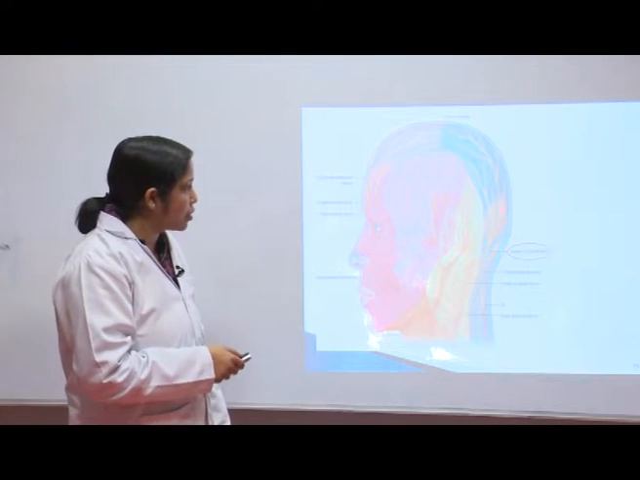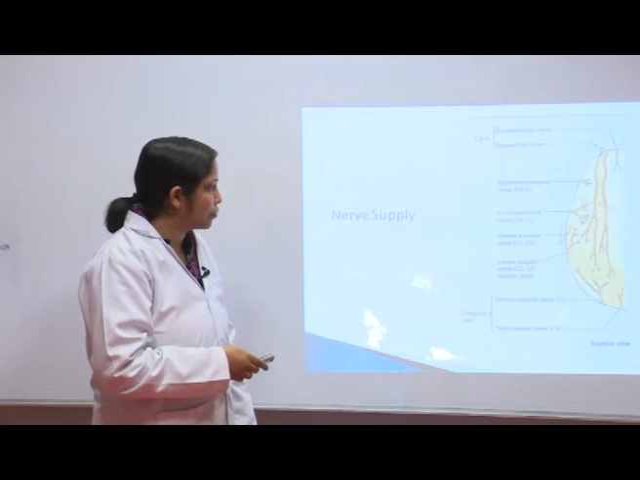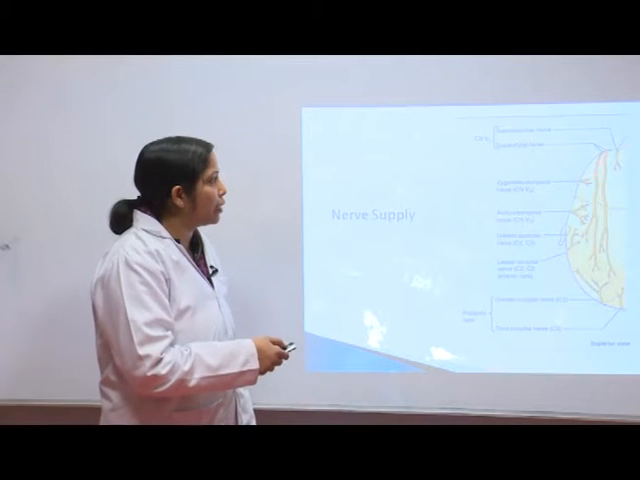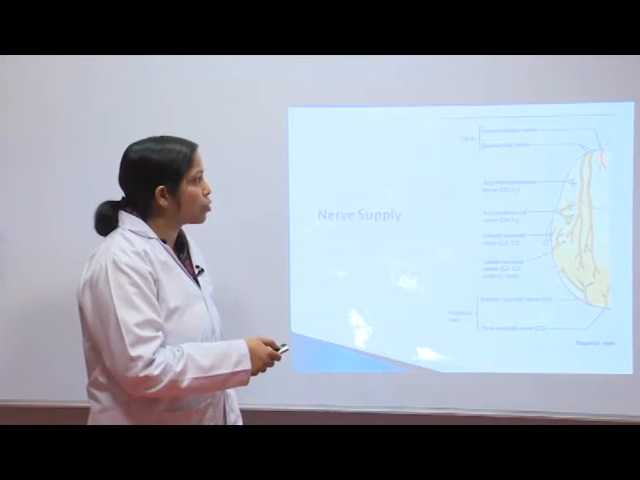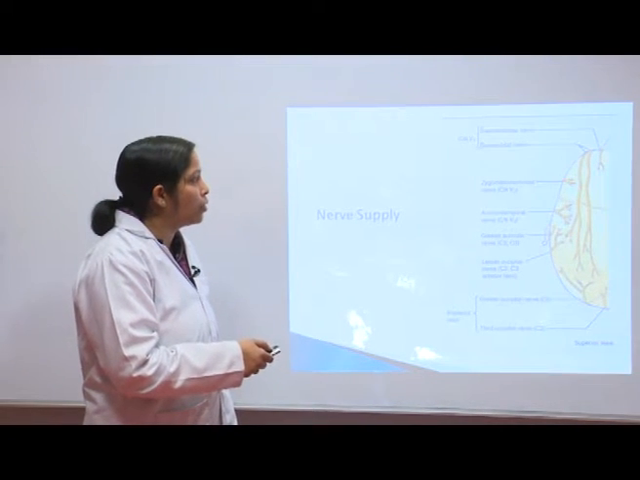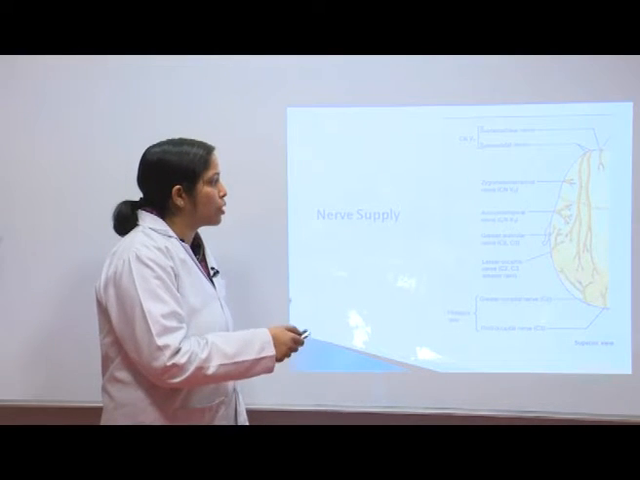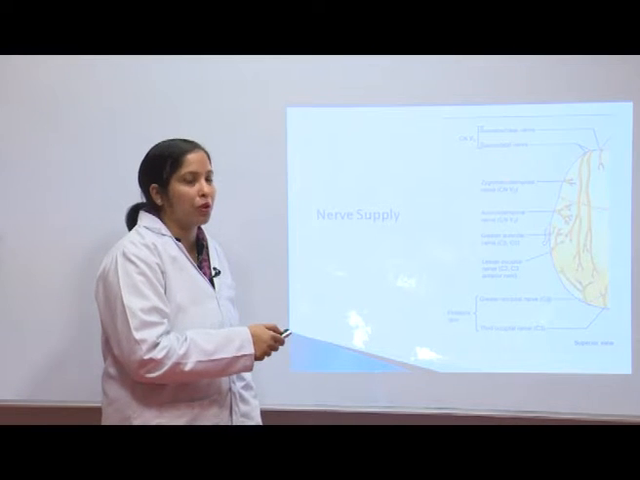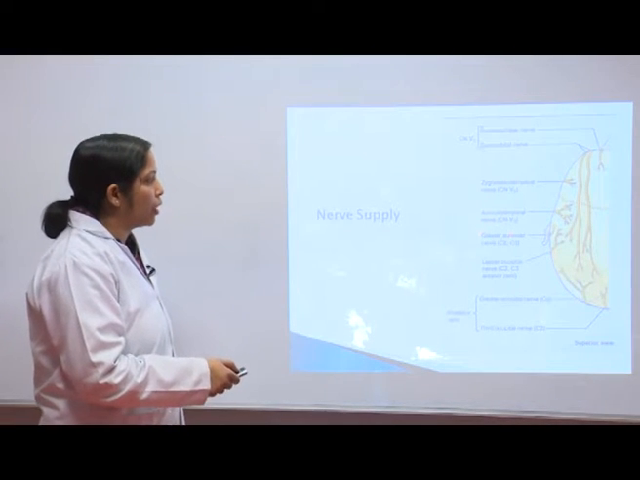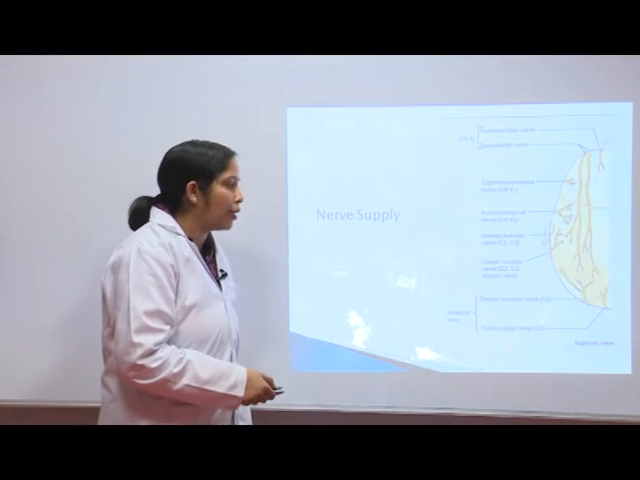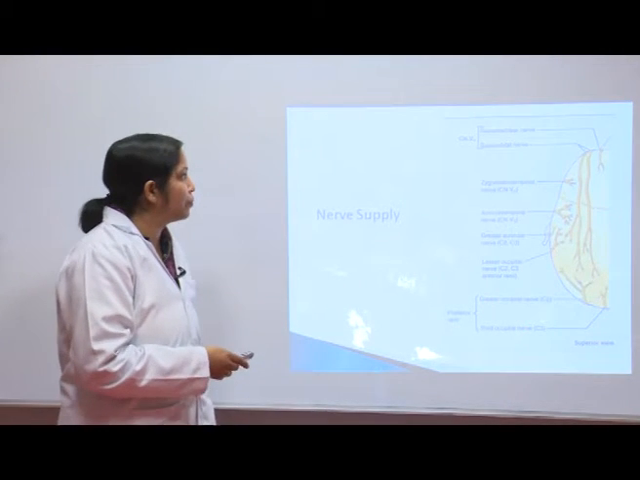So here you can see this is the greater occipital nerve. Now in a diagram you can draw that in your exams. This is the supratrochlear, supraorbital, the zygomaticotemporal, the auriculotemporal. So 4 sensory nerves in front of the auricle, and 4 behind, that is great auricular, lesser occipital, greater occipital and the 3rd occipital nerve.